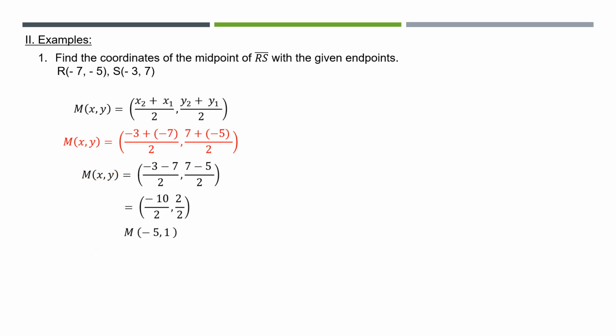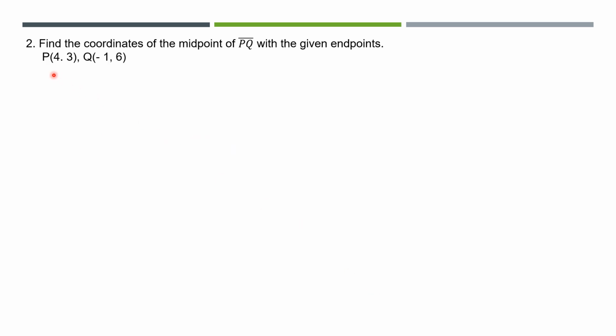Let's try that again. Find the coordinates of the midpoint of segment PQ with the given endpoints. Please pause the video and write down the formula. And once you have it written down, start the video up so you can see if you were correct. So the midpoint is the ordered pair x, y equals the average of the x's, comma, the average of the y's.